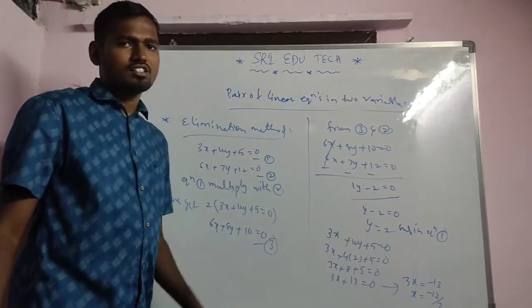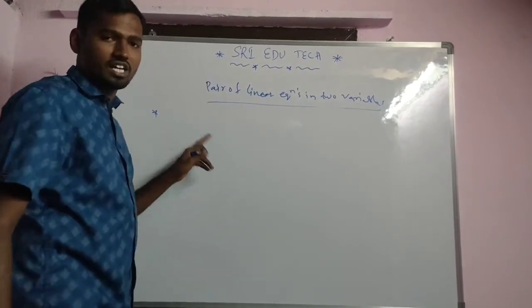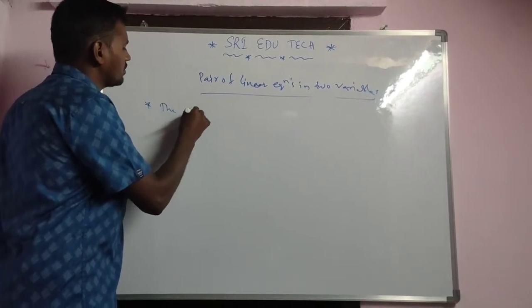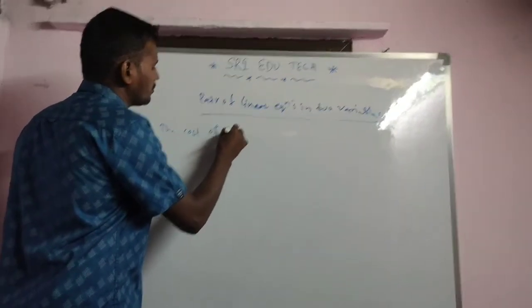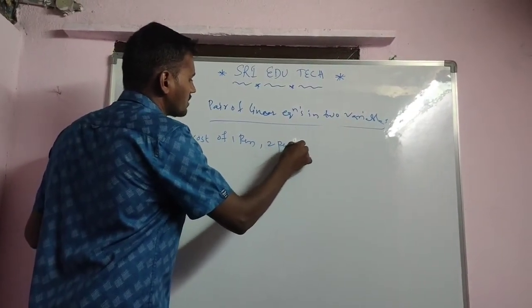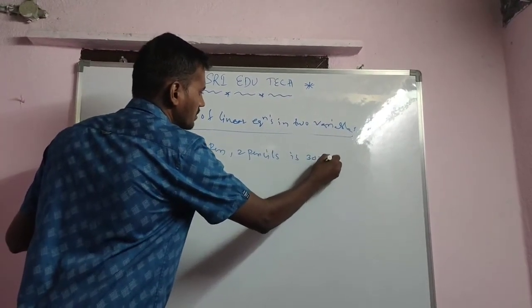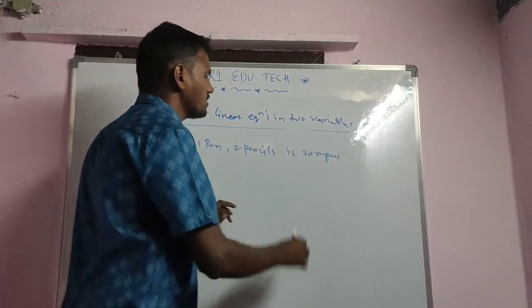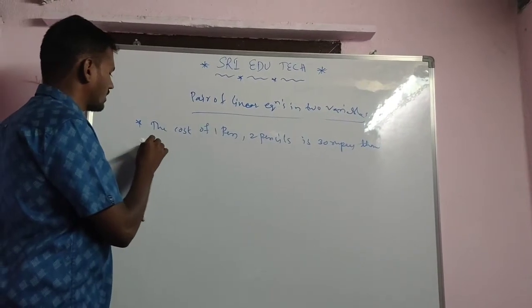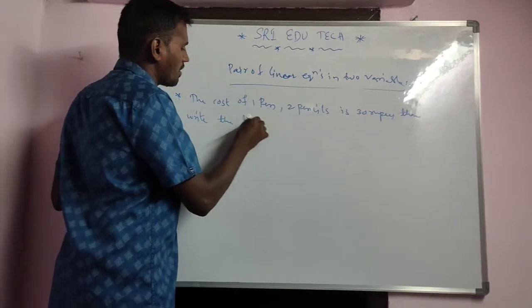So this is the elimination method. Now, one statement. By using a statement to write the linear equation form, it is important. See, the cost of 1 pen, 2 pencils is 30 rupees. Then write the linear equation form.